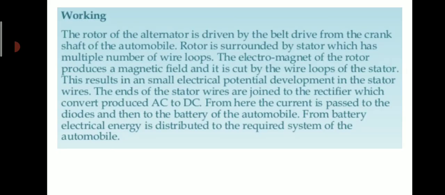Let us see the working of the charging system. The rotor of the alternator is driven by a belt drive from the crankshaft of the automobile. The rotor is surrounded by the stator, which has multiple wire loops. The electromagnet of the rotor produces a magnetic field and it is cut by the wire loops of the stator. This results in a small electrical potential developing in the stator wires. The ends of the stator wires are joined to the rectifier, which converts the produced AC to DC. From here, the current is passed through the diodes and then to the battery of the automobile. From the battery, electrical energy is distributed to the required systems of the automobile.